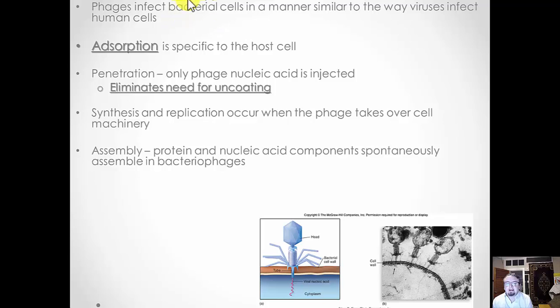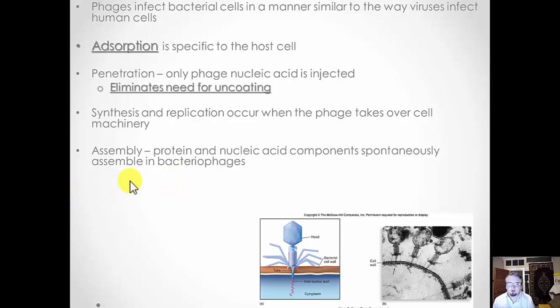Now they have a very similar replication cycle as animal viruses do, and that is they absorb, they penetrate. One difference is that they actually don't have an uncoating stage. So let me come right back to that. They absorb, they penetrate, that skips uncoating, goes directly into synthesis, followed by assembly. And for some reason I left one off here. I want you to add to that, they also then release as the final stage. So go ahead and add that there. Assembly is followed by release, just like in the animal viruses.